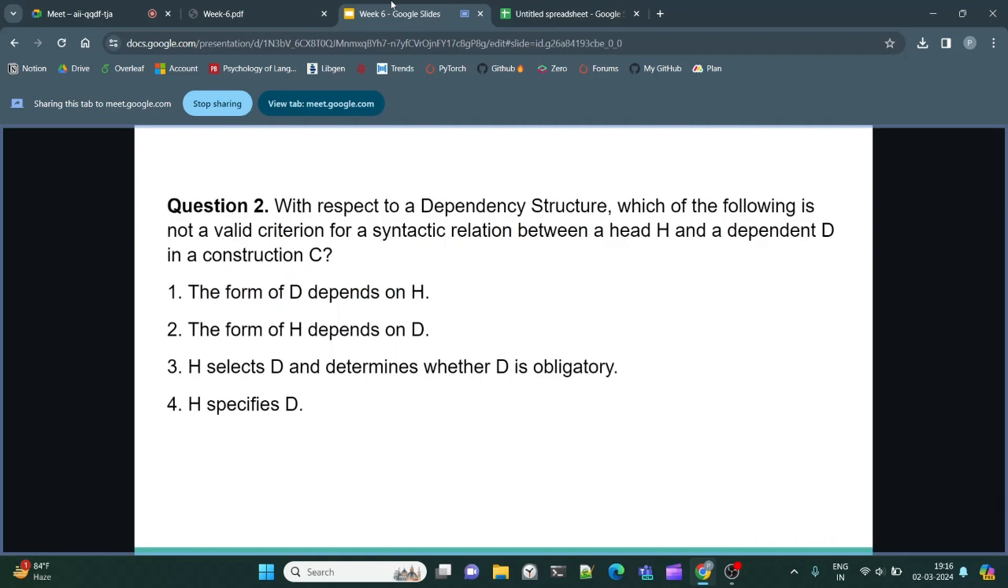So this is the second problem. It is with respect to the dependency structure: which of the following is not a valid criteria for a syntactic relation between a head and a dependent in a construction. This is also an easy problem that was discussed in the lecture videos. So just try the problem once and we'll discuss it.